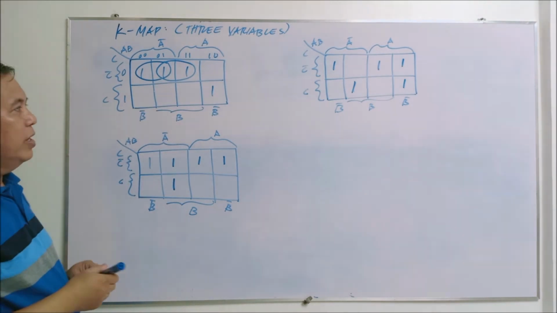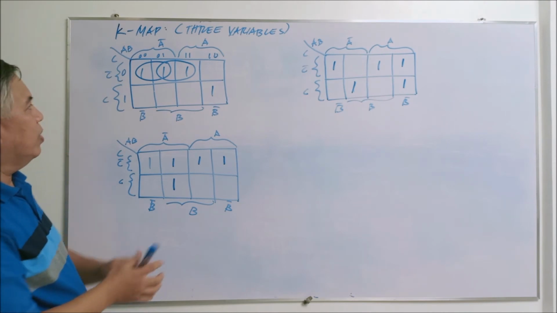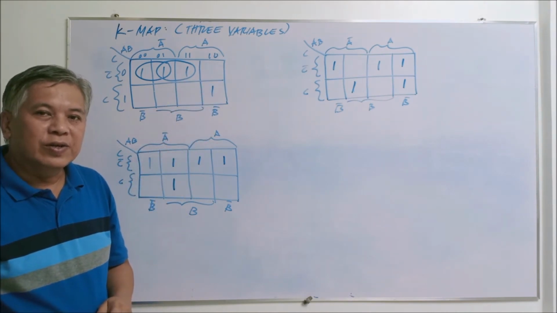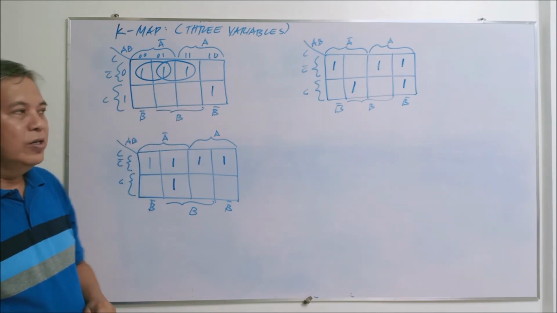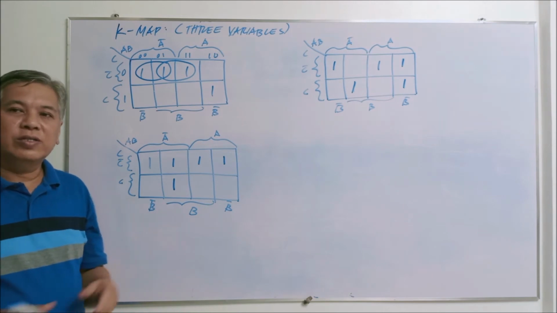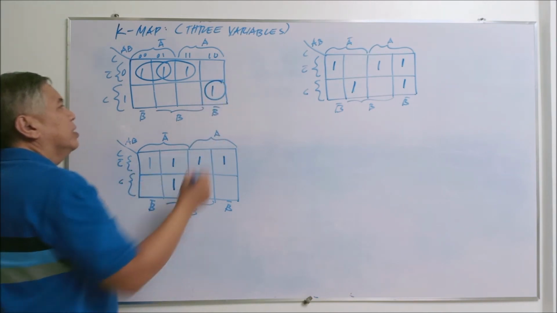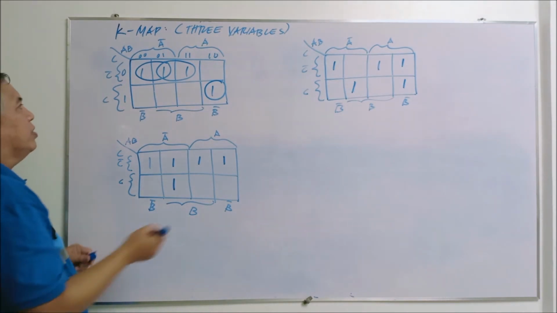Okay? Then, is there another 2 adjacent cells? This one here and this one here are not adjacent. Okay? So, they cannot be grouped as 1. So, since there are no more 2 adjacent cells, this one here belongs to a single group. So, what will be our equation?